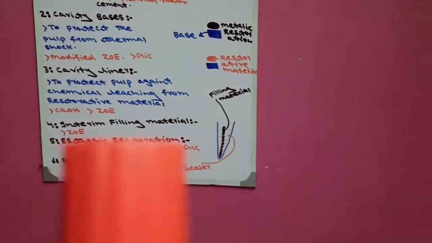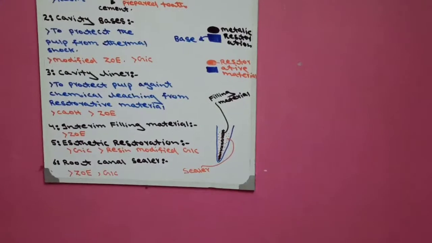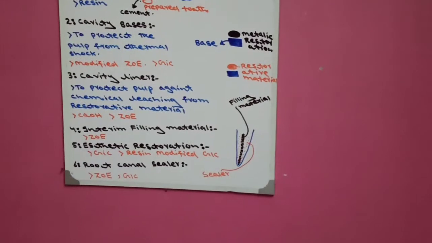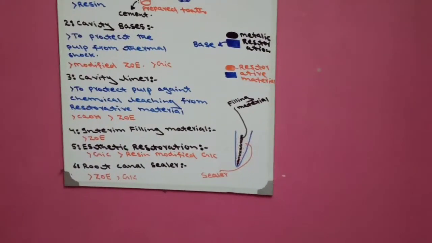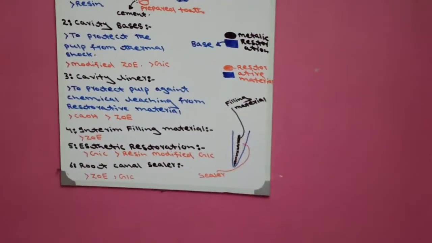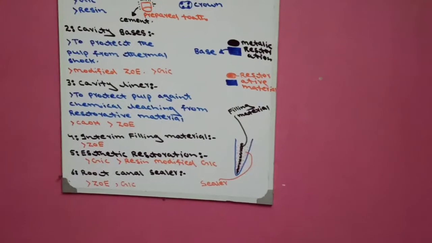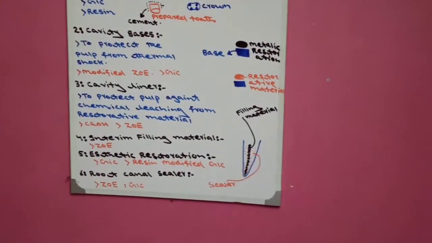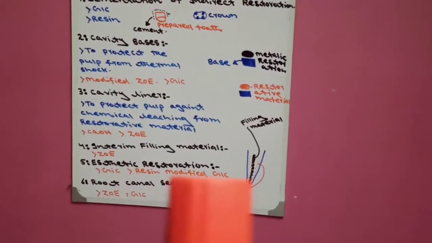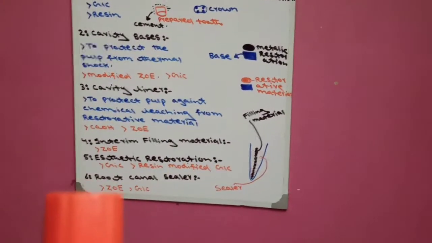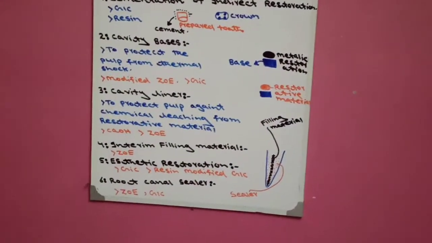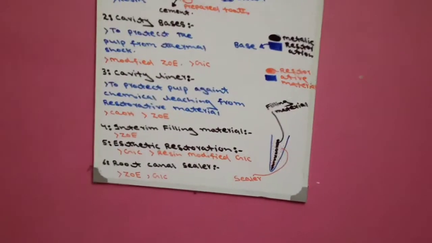Now come to the fifth use. The fifth use is aesthetic restoration. We use dental cement as an aesthetic restoration. Aesthetic restoration means one that looks like the natural color of the natural tooth, which is aesthetically pleasing. Now which cement do we use as an aesthetic restoration? Glass ionomer cement and resin modified GIC. We use glass ionomer cement in anterior teeth as an aesthetic restoration.